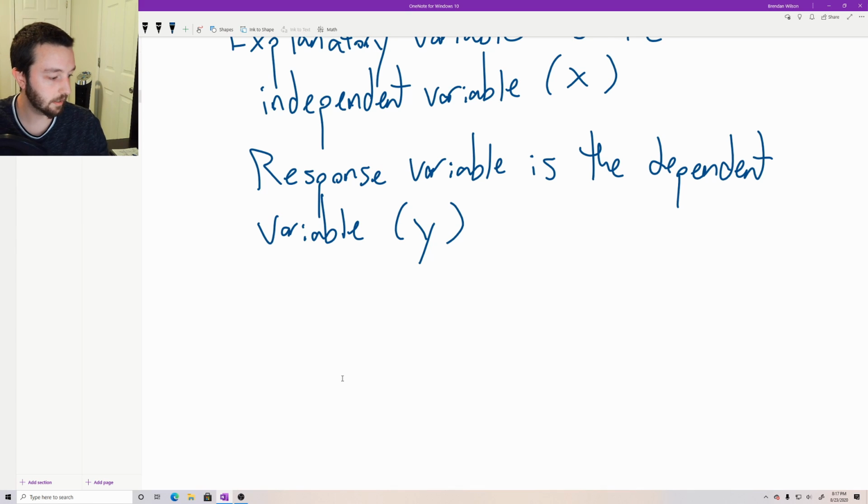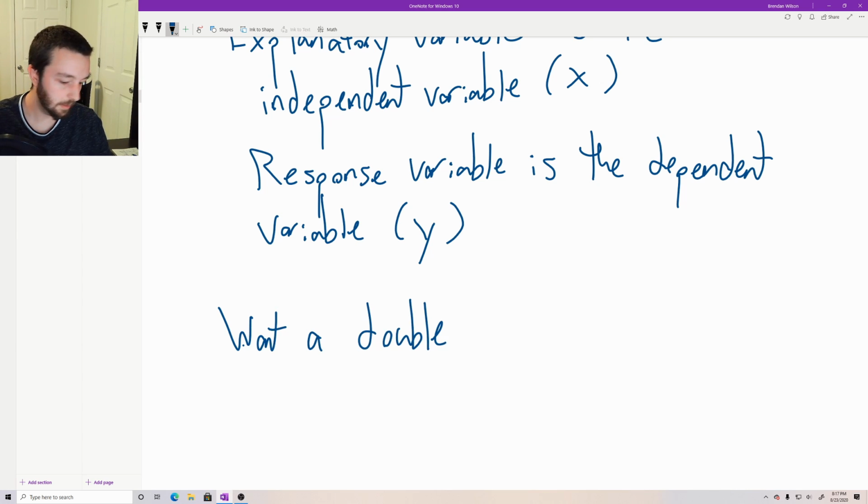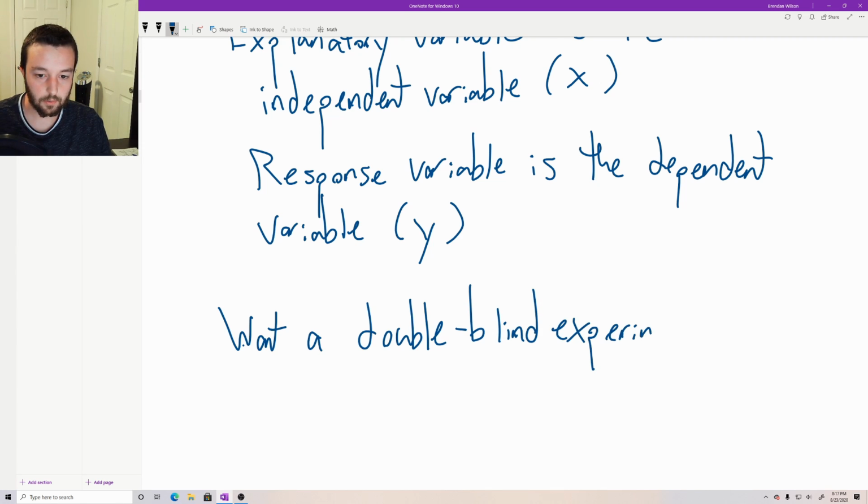The other thing I want to talk about is that in general, we should always be trying to make sure that our experiments are what's called a double blind experiment. Okay. We want a double blind experiment. And when we're looking at studies, we should also be checking whether or not they were double blind studies. Okay.